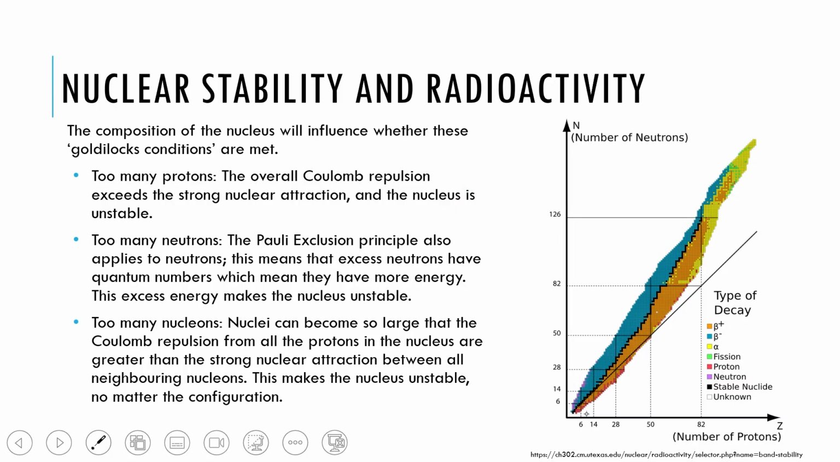If we look at our diagram on the right, we see that when there are too many protons, a lot of the time we see these orange boxes suggesting that beta plus decay occurs. This is what's needed to remove positive charge from the protons and stabilize the nucleus. These beta plus particles are the positrons that we introduced in the previous video for the Standard Model of Matter.